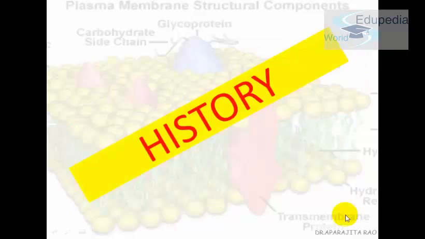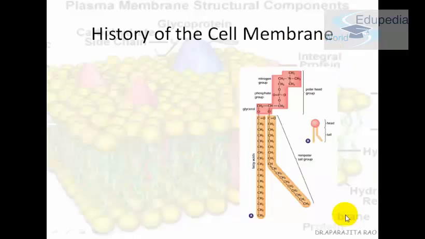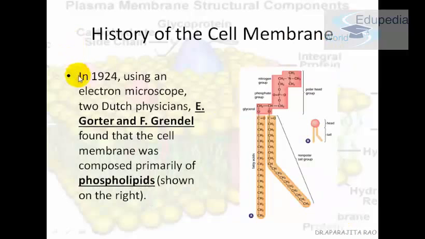So next we'll go to the history of the cell membrane. The cell membrane was first studied in 1924 by Mr. Gorter and Grendel, and they came up with the thought that it is primarily composed of phospholipids. This is the chemical molecule of phospholipids. And what is this phospholipid?